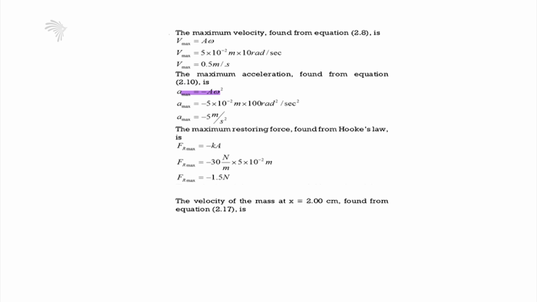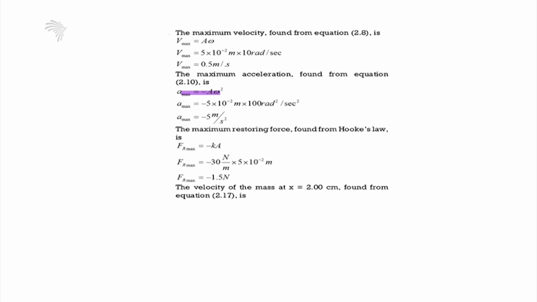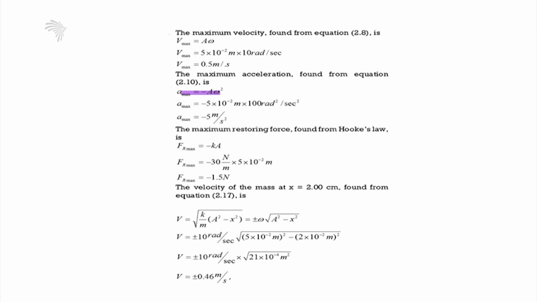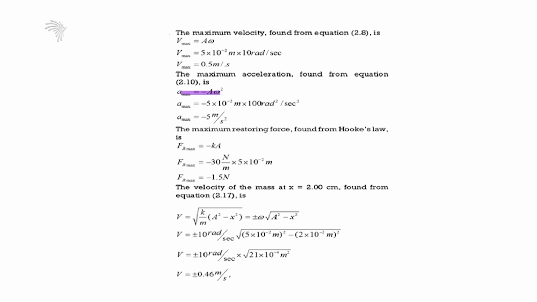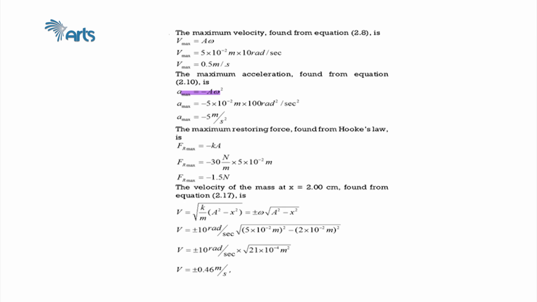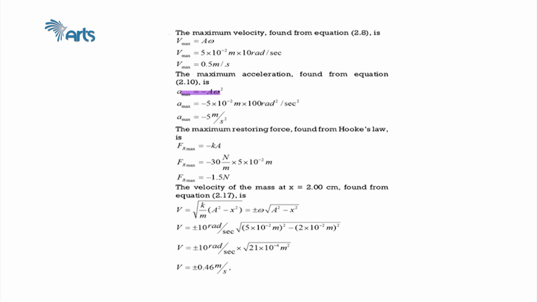The velocity of the mass at x equal to 2 cm can be found from the expression v is equal to plus or minus omega times the square root of A squared minus x squared. That is 10 rad per second times the square root of (5 times 10 to the power of minus 2 meter) squared minus (2 times 10 to the power of minus 2 meter) squared, which finally gives a value of v equal to plus or minus 0.46 meter per second, where v is positive when moving to the right and negative when moving to the left.